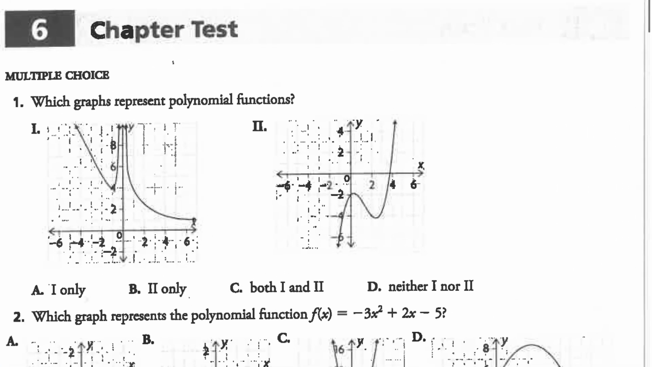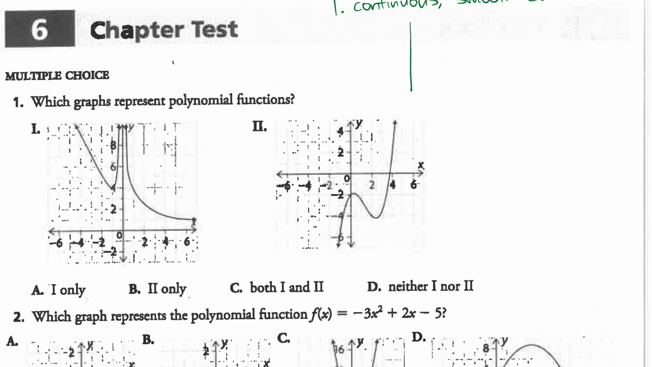So starting with question 1, we've got two graphs and it's asking which one represents a polynomial function. A polynomial function has two main conditions. First one is continuous, smooth curves. So for example, if you had an absolute value graph, it would look like that, right? And that's obviously not smooth, so that can't be a polynomial function.